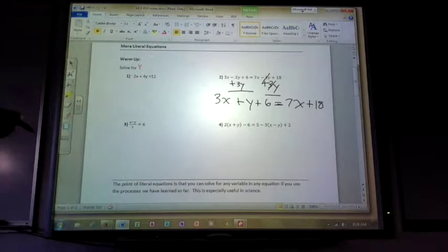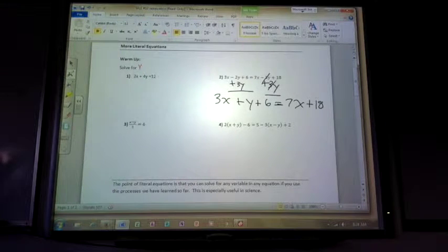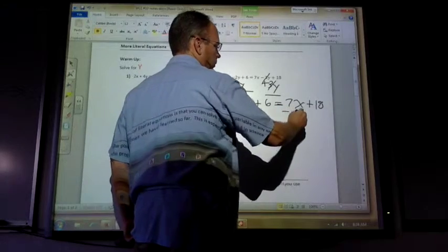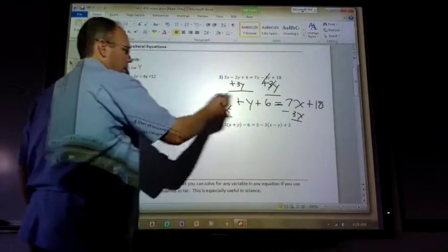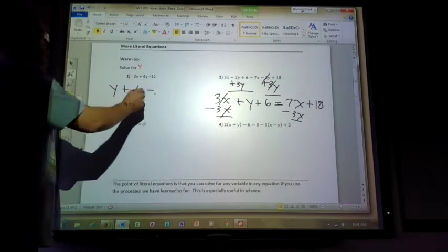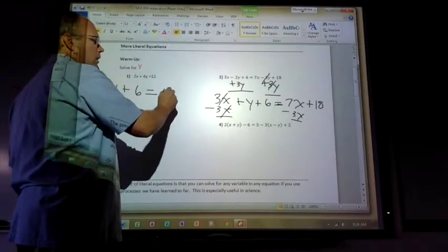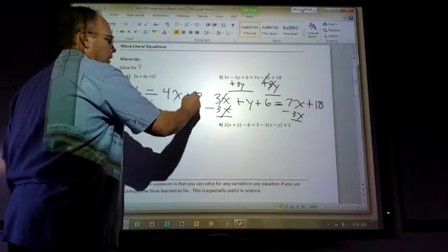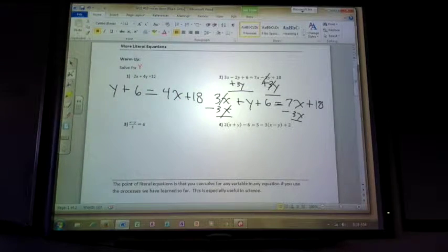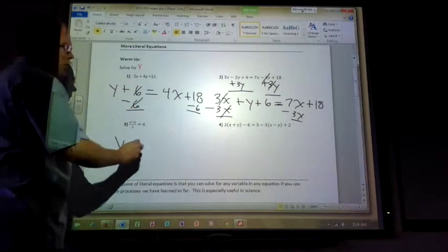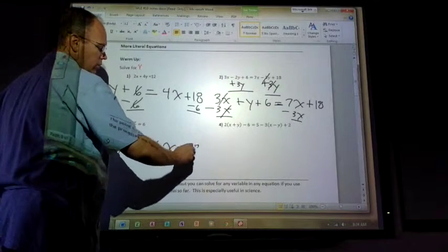Okay? I want to start getting y by itself. So what might be the next thing to do? I now have y on the left side, but I have some other stuff. Subtract 3x from both sides. Cool. So that cancels that. So that gives me y plus 6 equals 7x minus 3x. That's 4x. What's left? 18. Plus 18. How do I get y by itself now? Subtract 6 from both sides. Good. Again, I'm just going to like term to like term. Those cancel out, so that gives me y is equal to 4x plus 12.